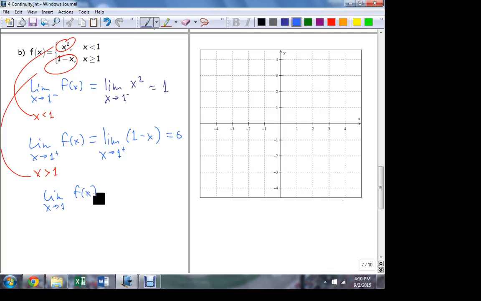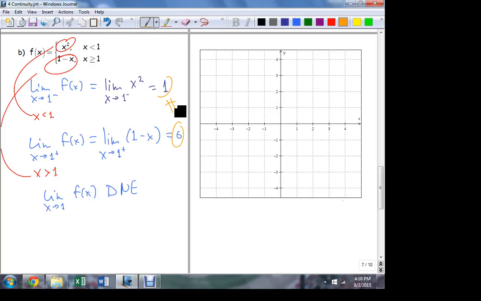Does not exist. Why not? Left and right are not the same. From the left, I got 1. From the right, I got 0. Those two things are different, so the limit fails.